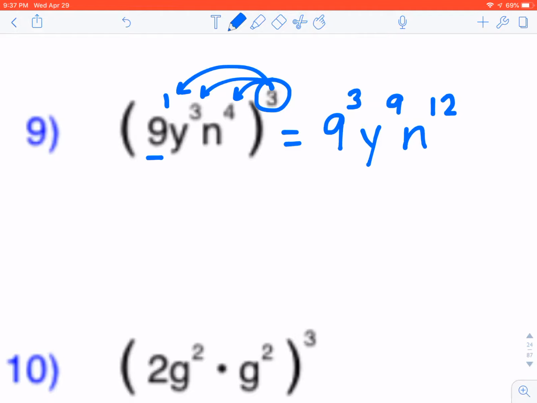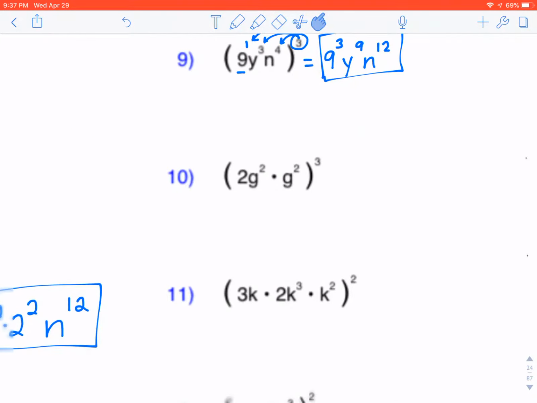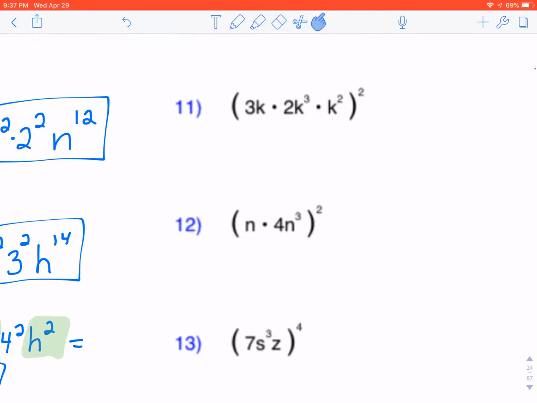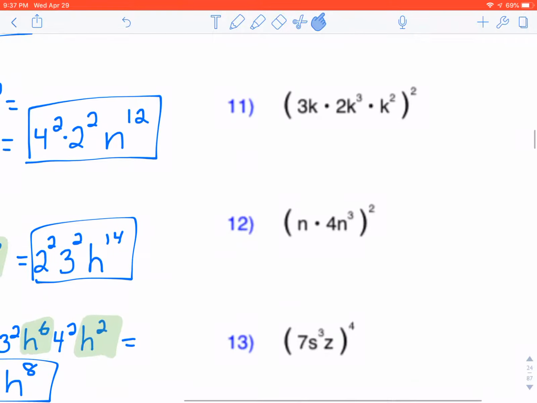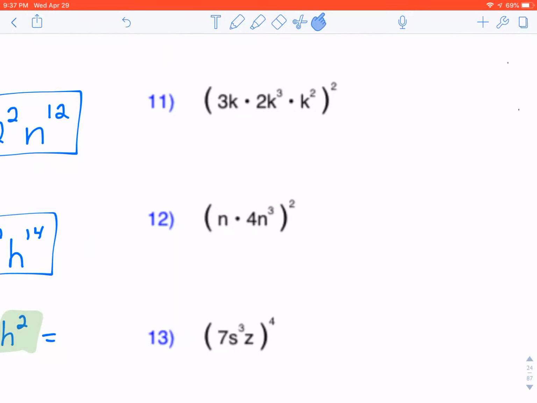Okay, when you get to this point, you're looking to see if any of the bases are the same. They are not. Because of that, you are done. You cannot simplify your answer any further. Okay? All right, let's look at one more here. Again, because these are similar, we'll just look at number 11.